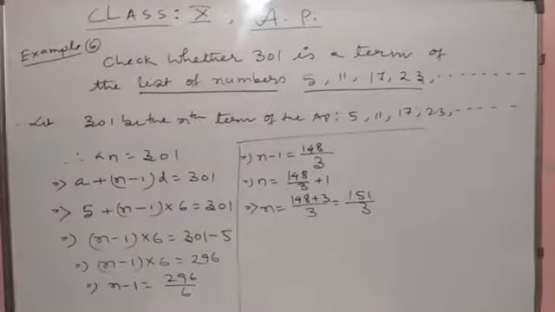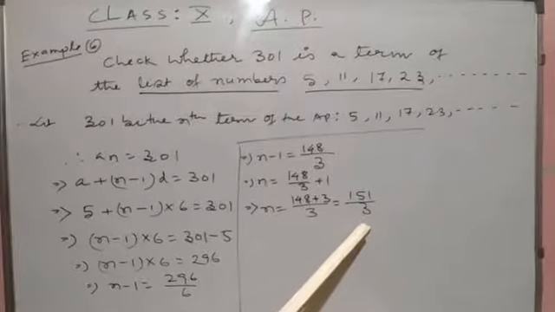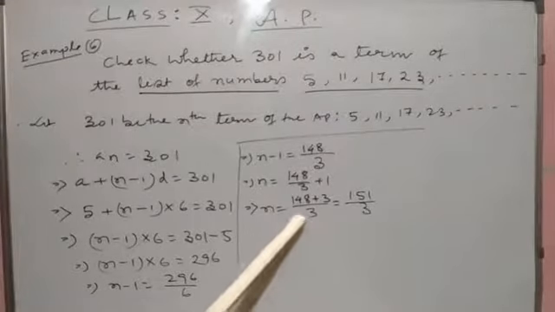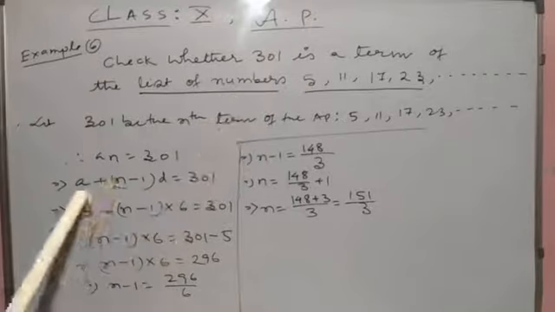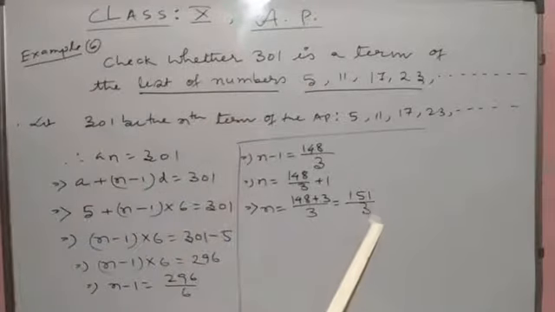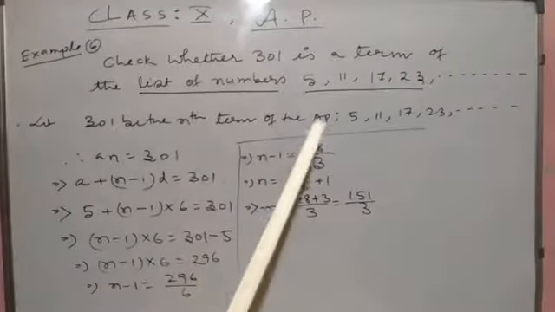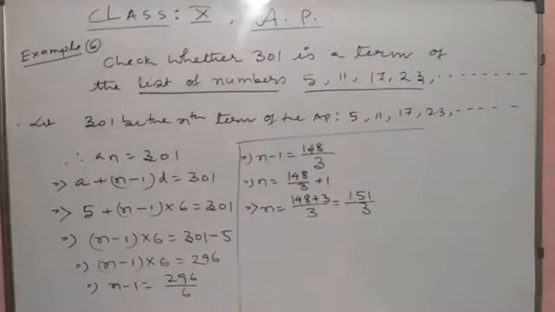Thus we have got n equal to 151 by 3. But we know that n is always a natural number. N means position, so position cannot be in fraction. Since n cannot be a fraction, but we have seen that for 301, the position is 151 by 3. Hence, that means 301 has no position in this AP.